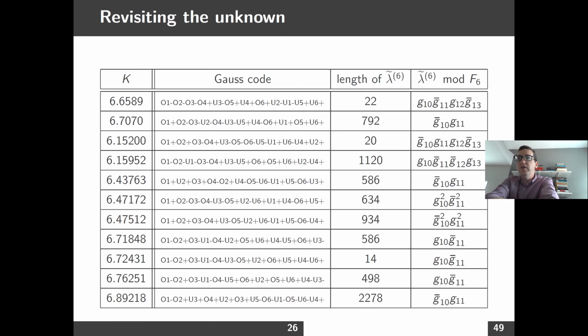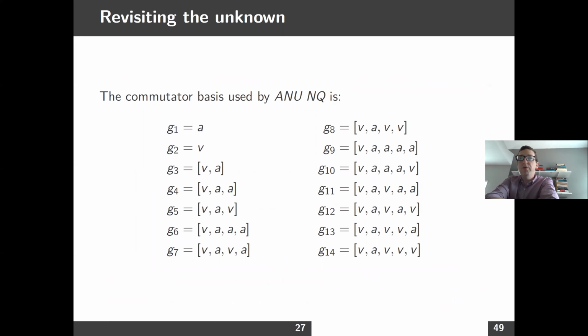Okay, so let me tell you what those G10, G11, G12, G13 actually are. So the commutator basis used by ANUPQ is G1 is equal to A, G2 is equal to V. And then you have, as the depth of the commutator increases, these different commutators. These are all left bracketed commutators, which means that, for example, G4, which is VAA, is really the commutator of V with A, again commutated with A. And so you bracket all the commutators to the left.